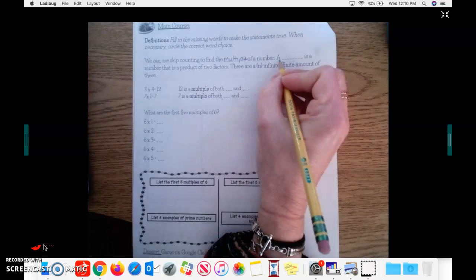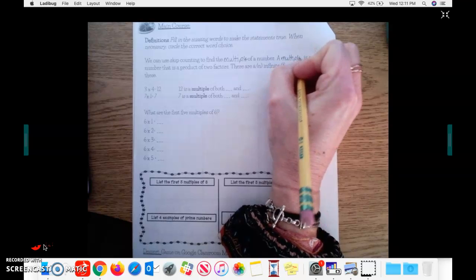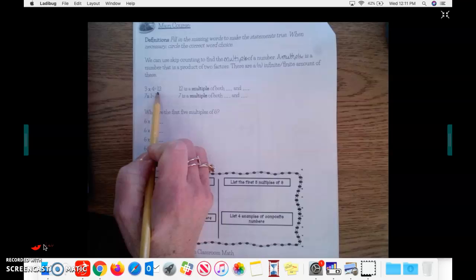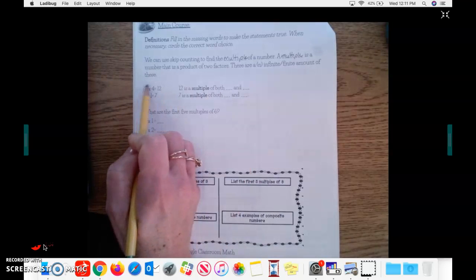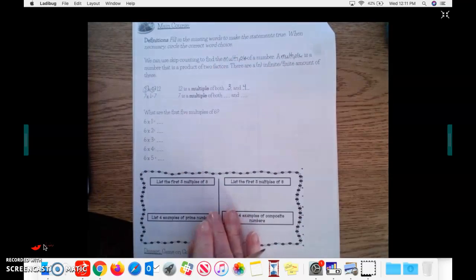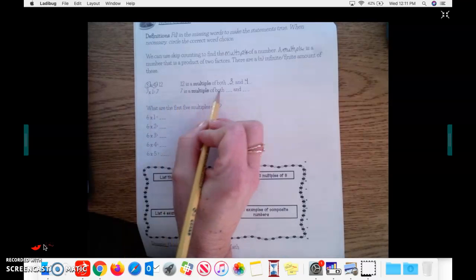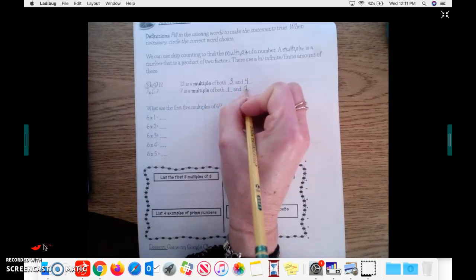And then a multiple is a number, so you should be writing this on your paper, is a number that is a product of 2 factors. So that means I can actually multiply 2 numbers together like they've done here. 3 times 4 equals 12. So 12 is a multiple of both 3 and 4. So I'm going to fill that in, 3 and 4. 7 times 1 is 7. So 7 is a multiple of both 1 and 7.